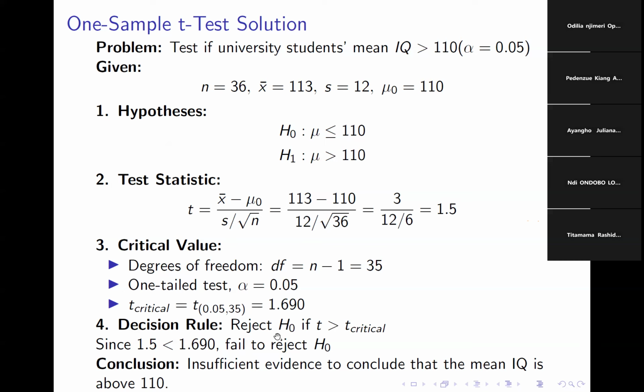So the decision to make would depend on the comparison between your critical value and the calculated value that you get for t here. And the calculated value is 1.5. So if you have a value of t that is far greater than your critical value, then it's evidence against the null hypothesis, and you would have to reject the null hypothesis.